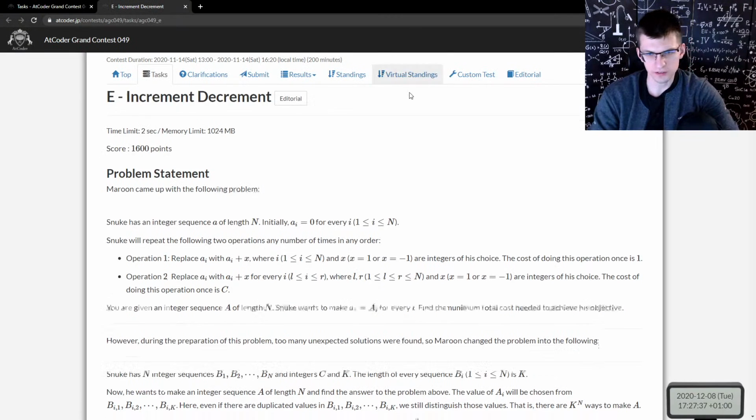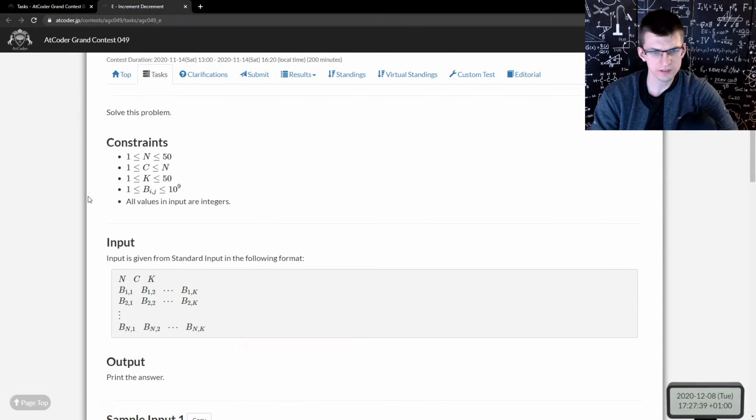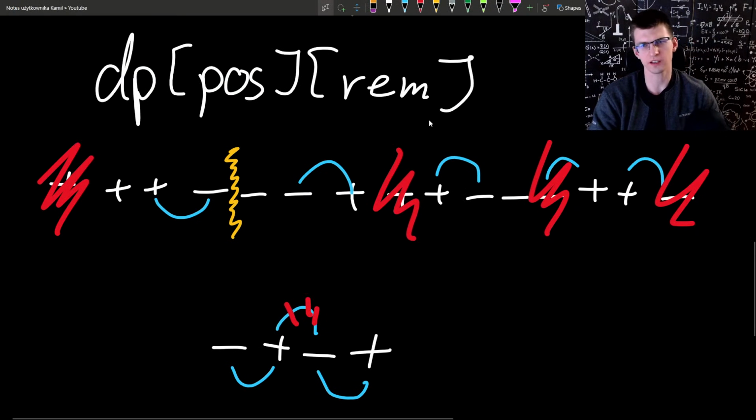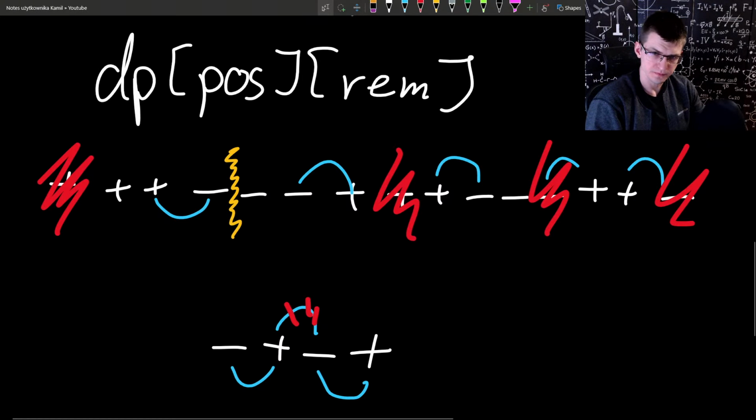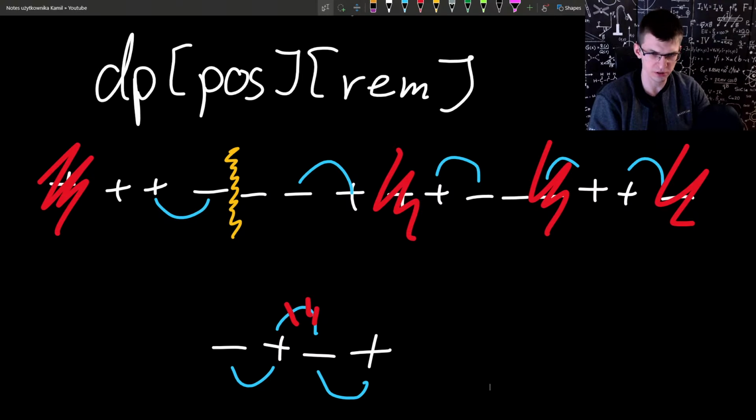What are the values here? Yeah, the values are up to 1 billion. That's too much. I cannot have this dimension. If I did, though, would this be a correct solution? Maybe too slow, but is it correct?